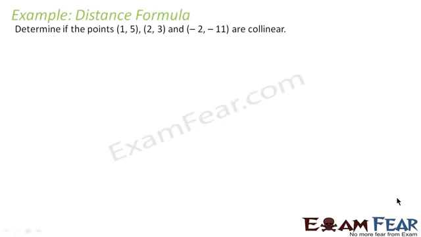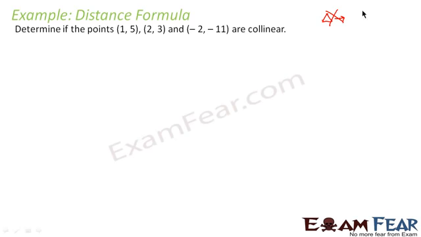We'll take one example. We have to determine if the points (1, 5), (2, 3) and (-2, -11) are collinear or not. To determine whether points are collinear, there are two approaches. The first approach: if there are 3 points, and you can prove that the area of the triangle drawn by these 3 points is 0, then they are collinear. But we have not learned area of a triangle till now, so we cannot use this approach.